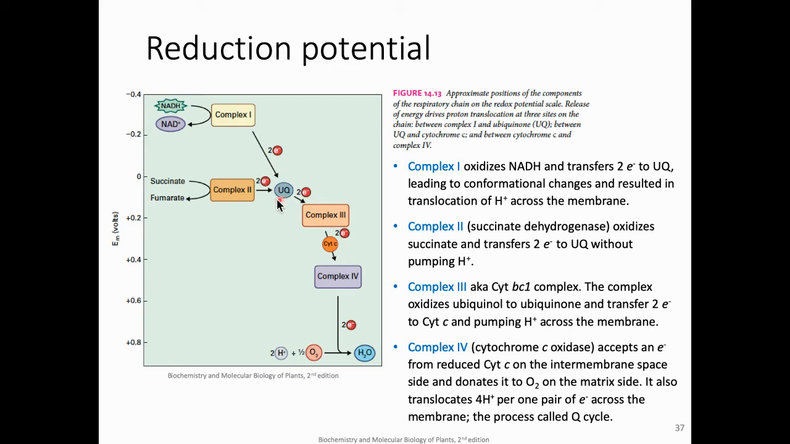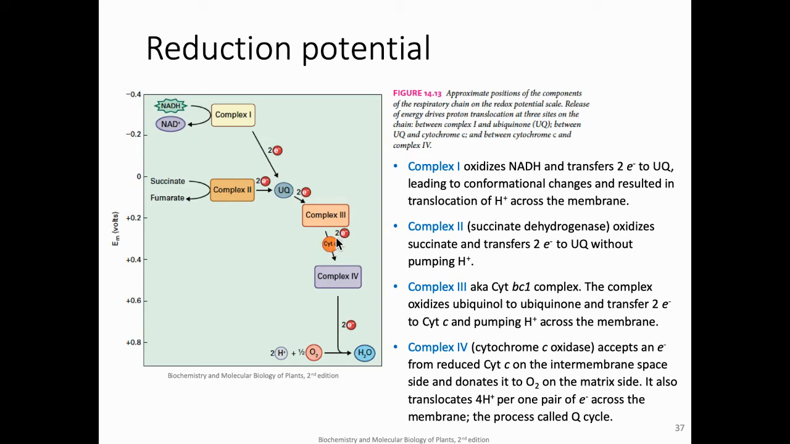Plastoquinone transfers 2 electron to complex 3, which has lower reducing power. Complex 3 will lose electron to cytochrome C. Actually, cytochrome C can travel inside the intermembrane space, but complex 1, 2, 3, and 4 are fixed into the membrane, they cannot go out. But cytochrome C is already out, so it can move along.